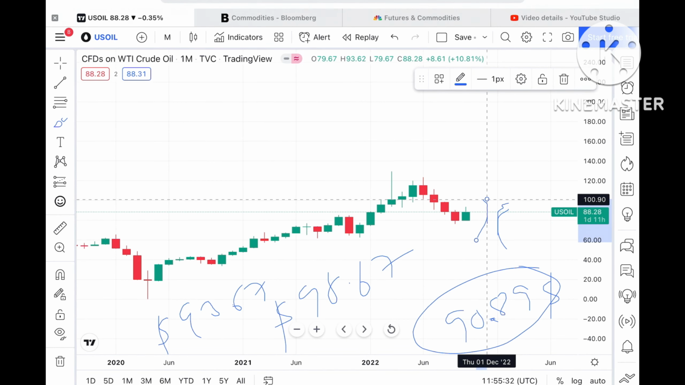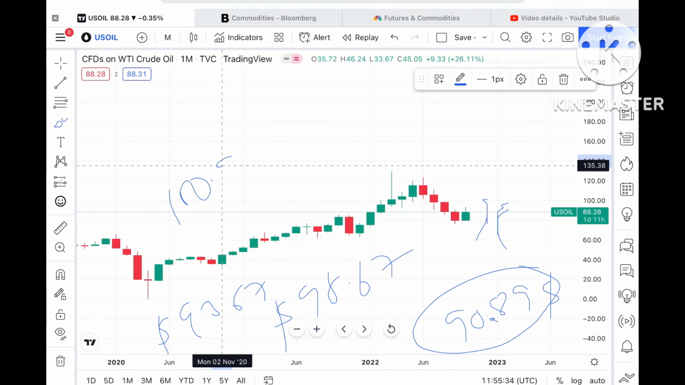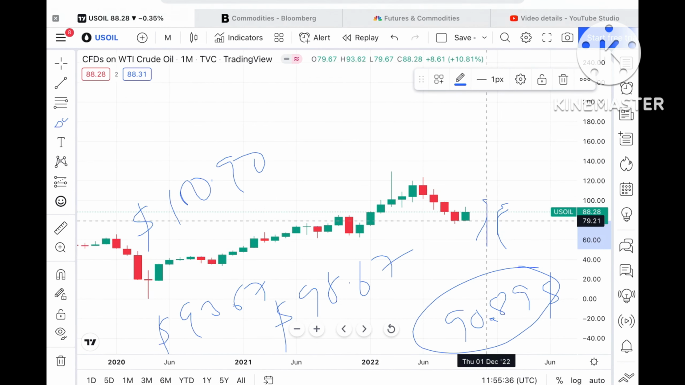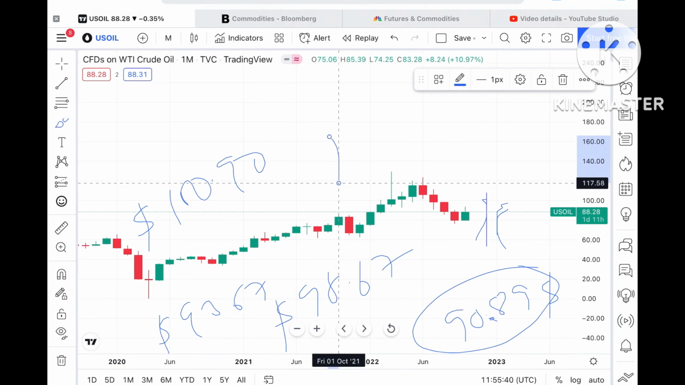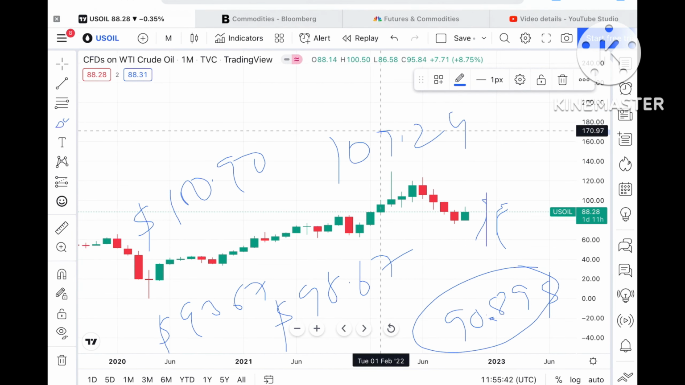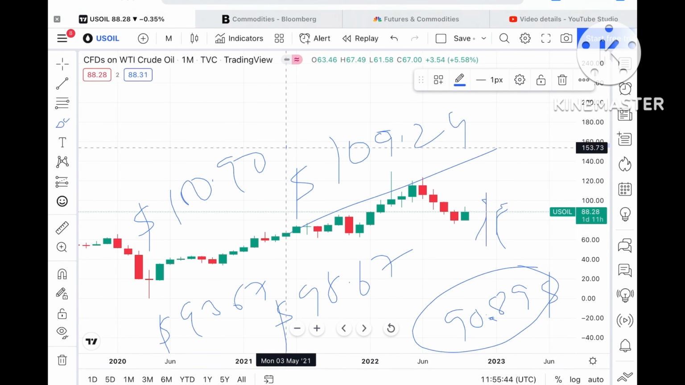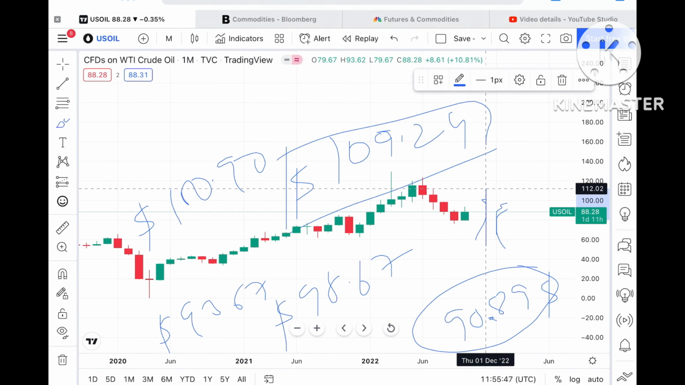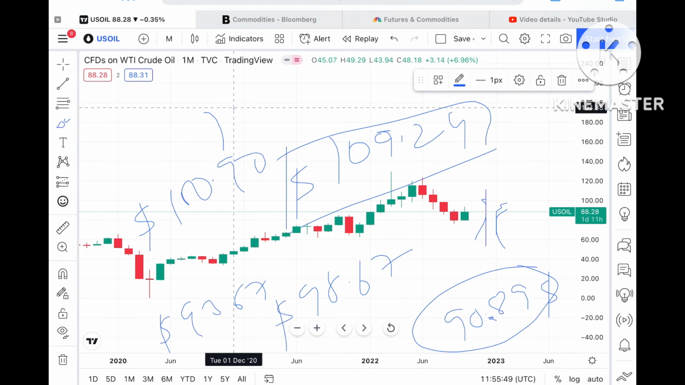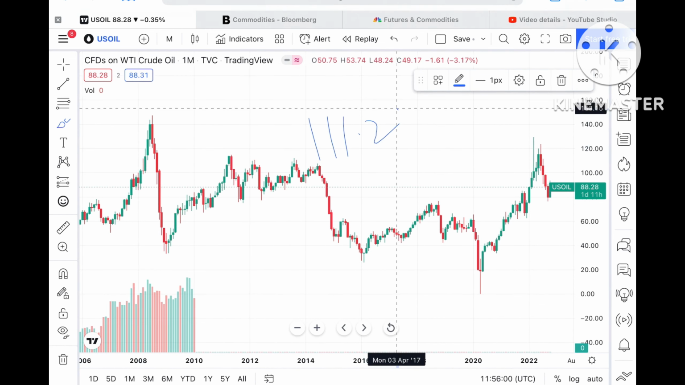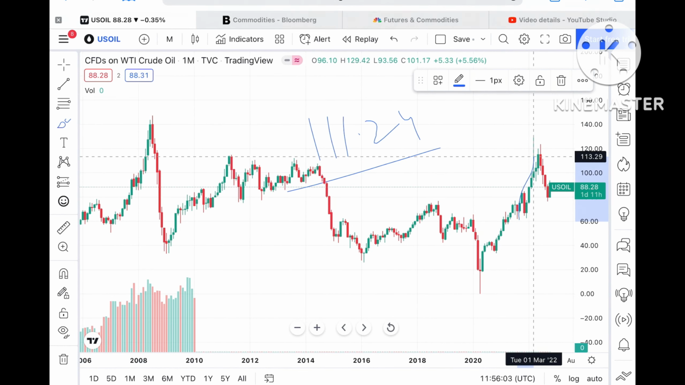If the price goes above that level, we can see it move further upside towards a level of $100.90, and if the price sustains above that level, there are high chances of going towards a level of $109.29. If that level also sustains, there are high chances of going towards a level of $111.47, and from there we can see it go further upside.